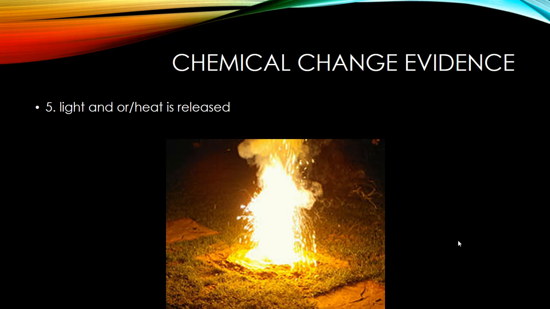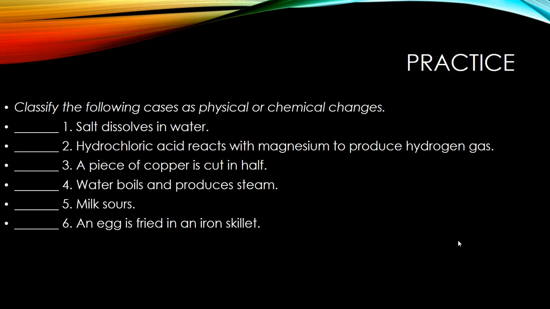And then the last one is light and or heat is released. So this is thermite, which is a pretty dangerous material, but it releases a lot of heat along with light. So when it comes to chemical changes, there are instances where multiple things can be your evidence. So again, you have to think about what can you see to determine if it's a chemical change.